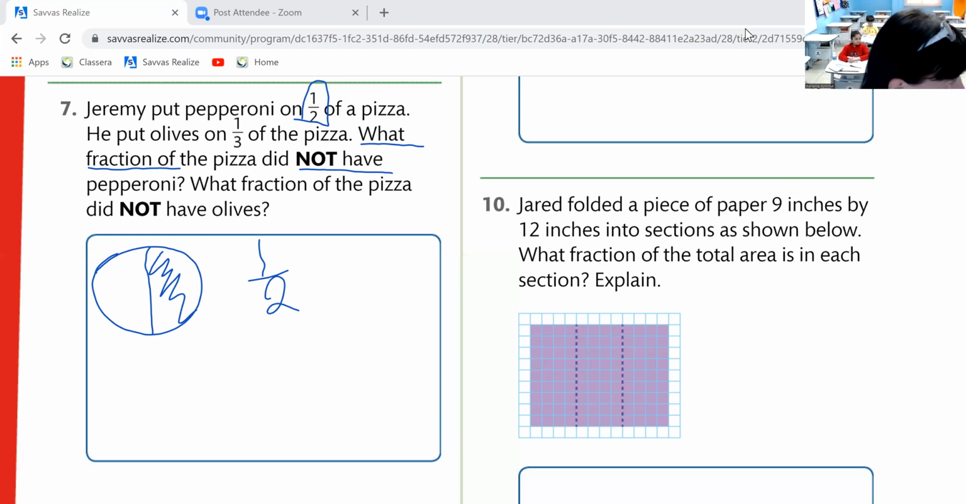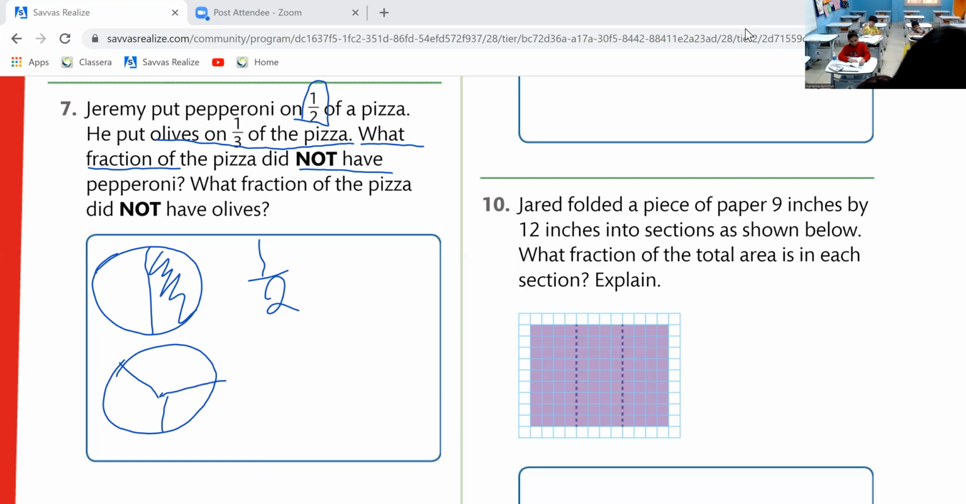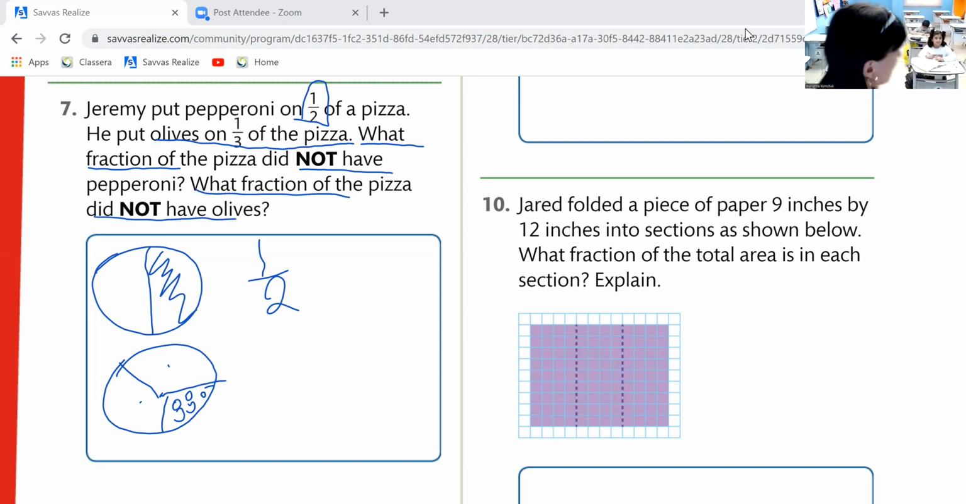Next, we read: he put olives on 1 out of 3 of the pizza. We can draw a new pizza if you don't understand this. So we have 1, 2, 3 parts. I draw olives here. One part has olives. Again, the question: what fraction did not have olives? 2 out of 3, because there are 3 parts.